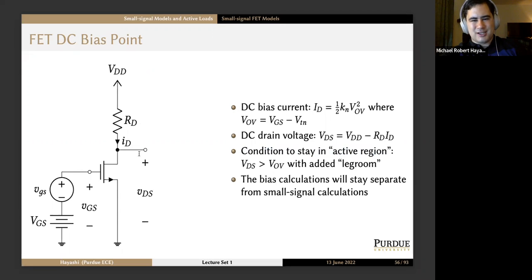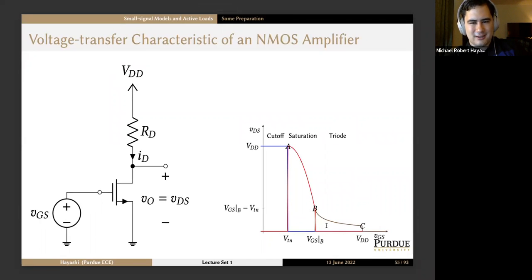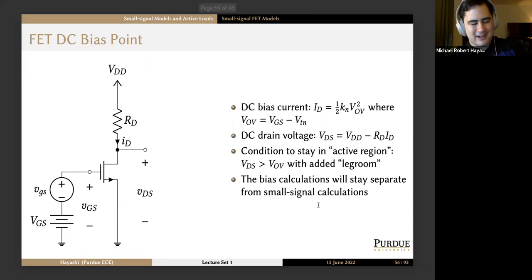And then the condition to stay in the active region is we must have VDS greater than the overdrive voltage with some added legroom. So you don't want to be right at or very close to the overdrive voltage. Otherwise, when the output swings low, it might take us into triode mode. And we wouldn't like that. It would cause weird flattening of our amplifier output.